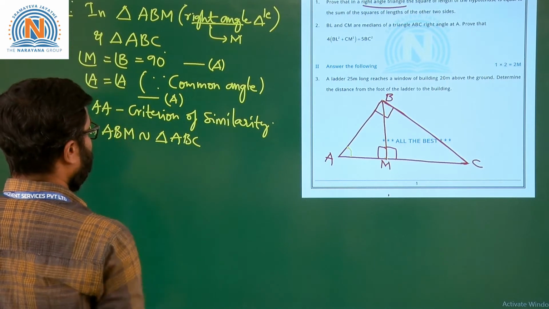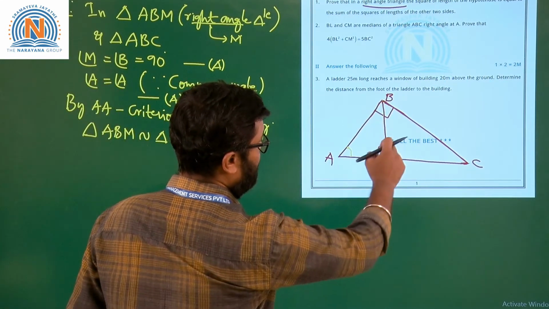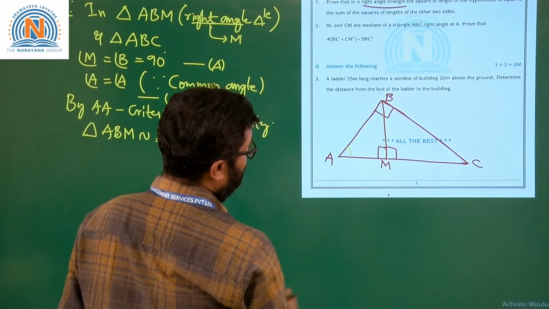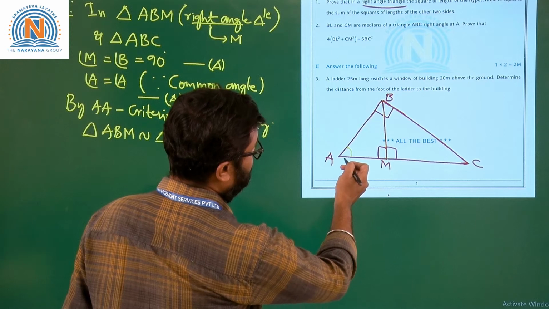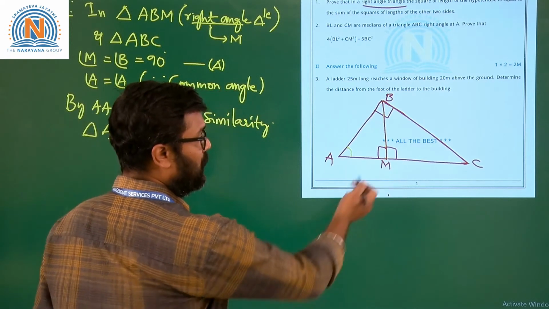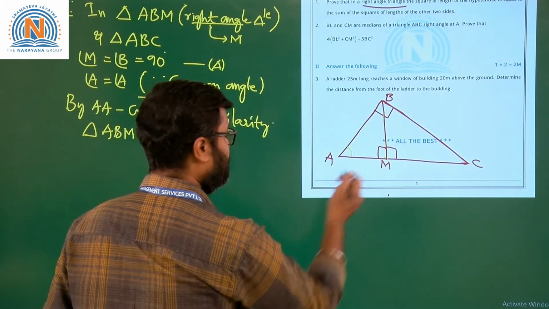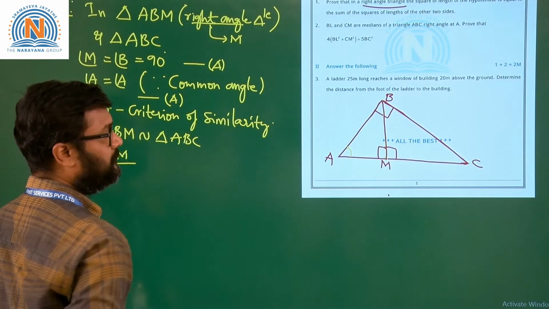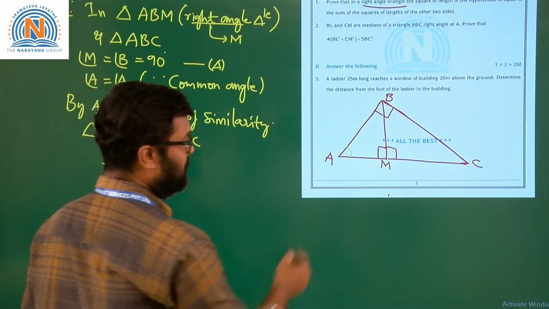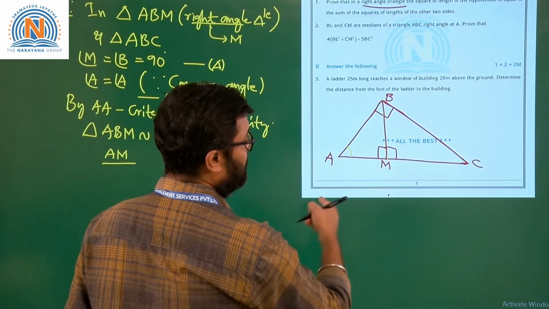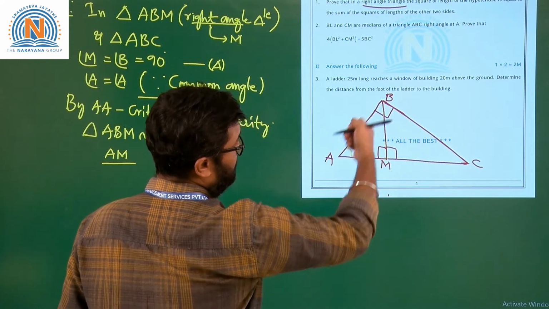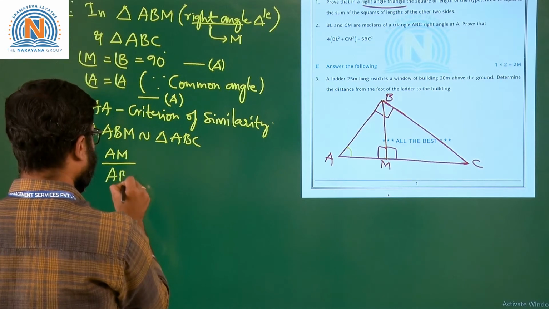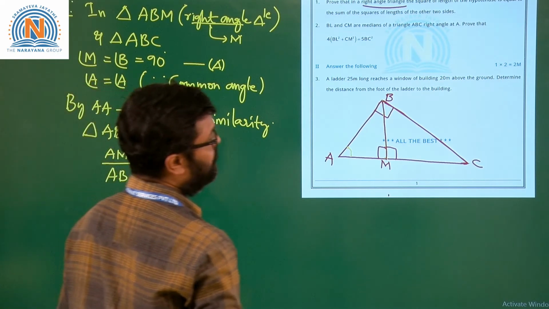So if you take the ABM triangle, in this triangle ABM, for example, if you take this AM, what is this? Base, isn't it? This AM. So now AM by the ratio of the corresponding sides, that is AM by, if this is the base for ABC triangle, what is the base, children? This is AB, isn't it? So AM by AB is equal to.